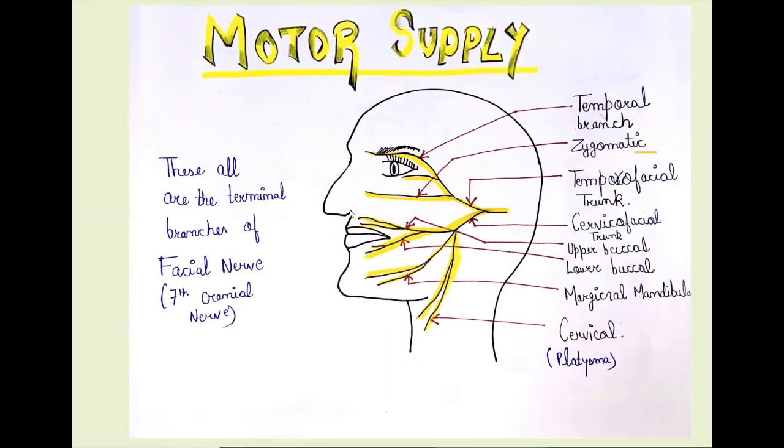One is the buccal, which gets divided into the upper buccal and the lower buccal. The upper buccal supplies the upper part of your lip in this region, and the lower buccal supplies your lower lip and the lower portion here. Then the marginal mandibular nerve, which supplies the mandible region, gives the motor supply to the muscles present in this region. And finally, the cervical nerve, which supplies your neck portion, right?